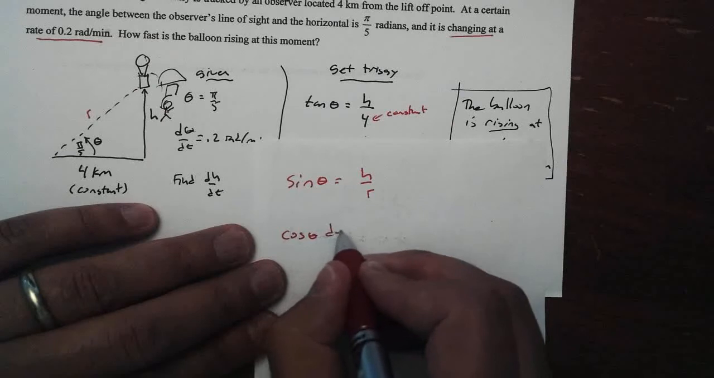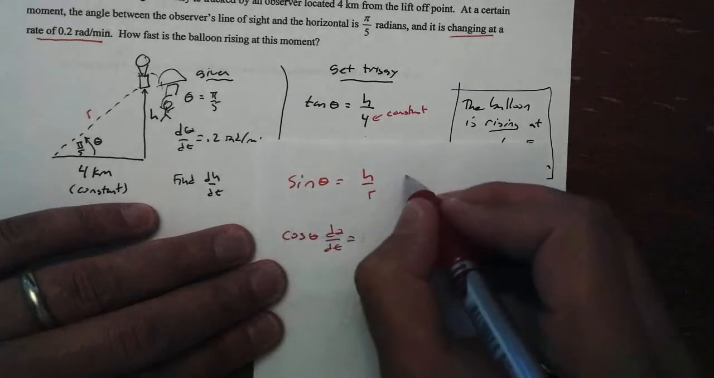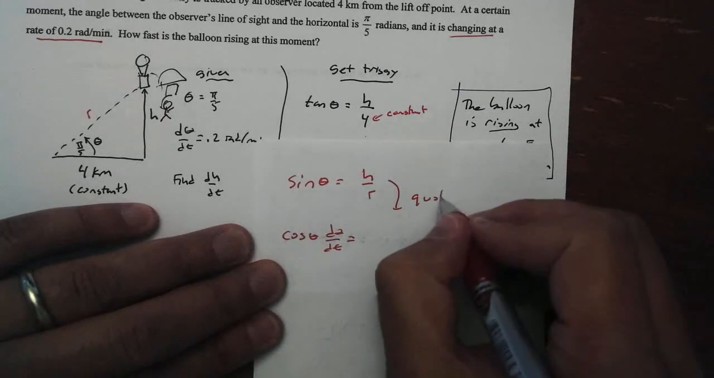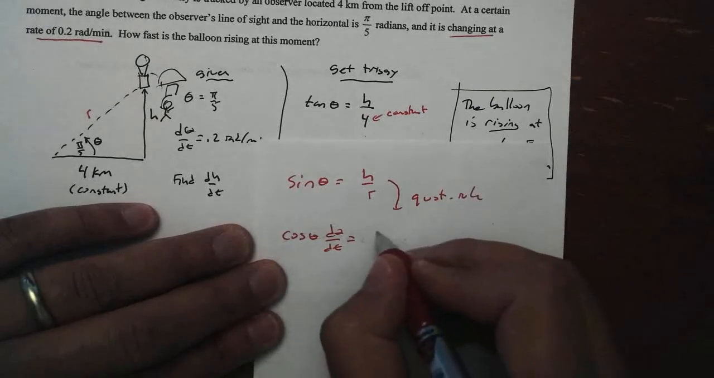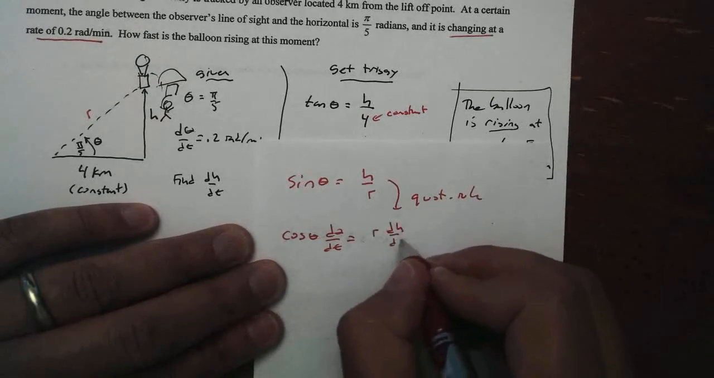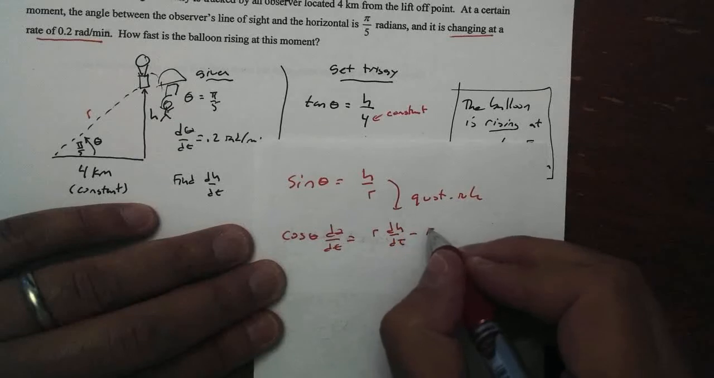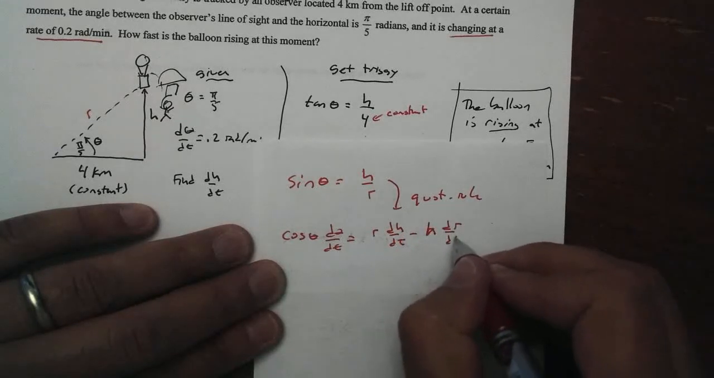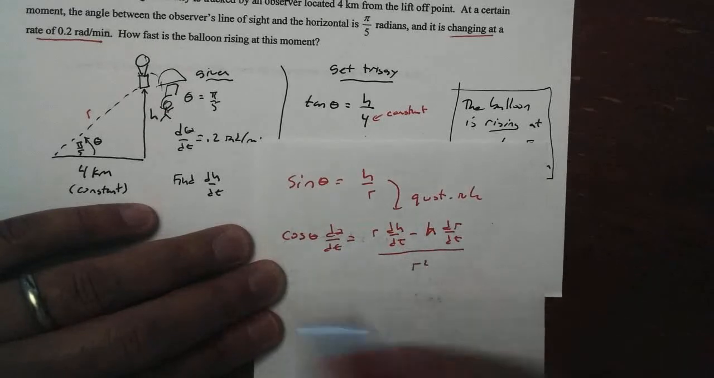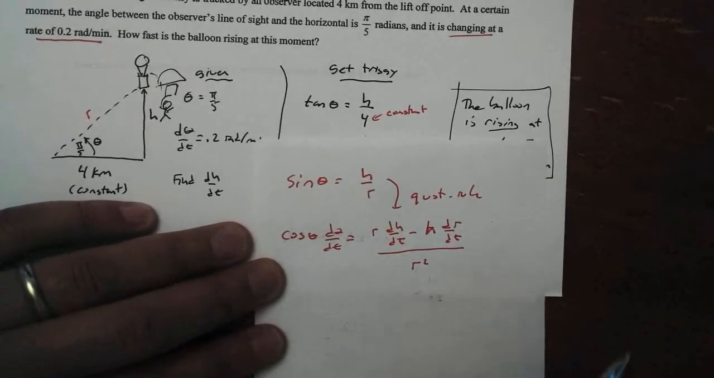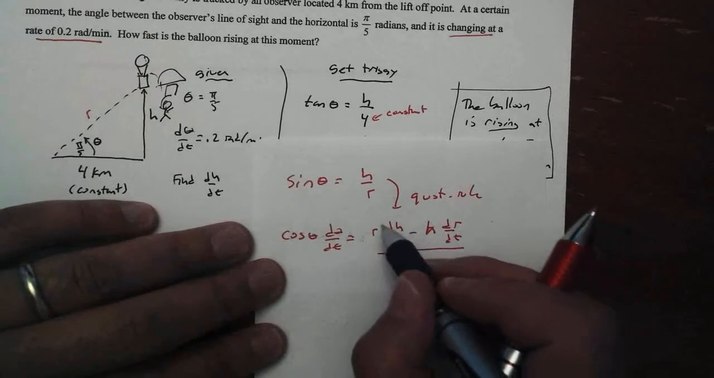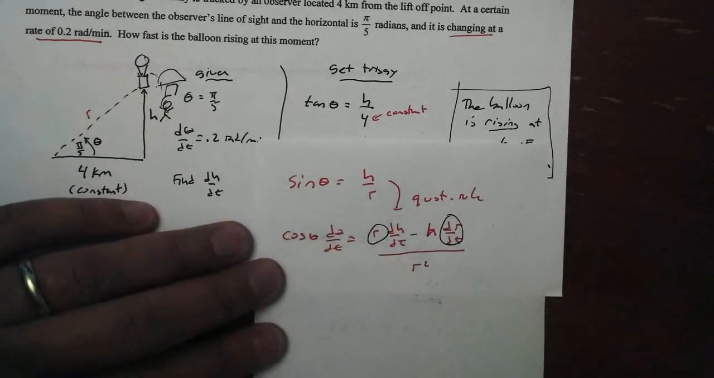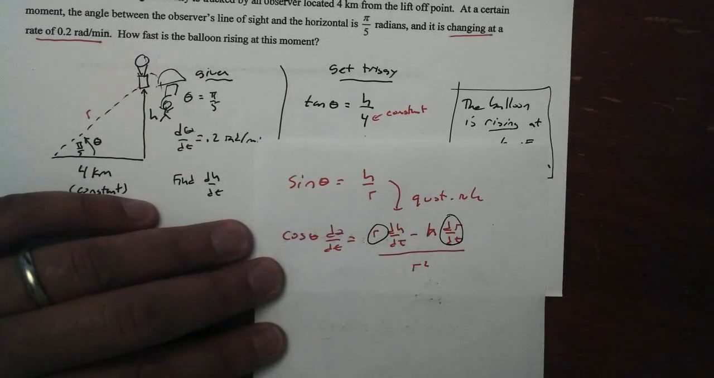So we would get the cosine of theta, d theta dt equals, but here we would have to use the quotient rule, which would become low d high minus high d low, over the bottom squared. And that's a lot harder to deal with because we don't know what r is and we don't know what dr dt is. We'd have to calculate those.